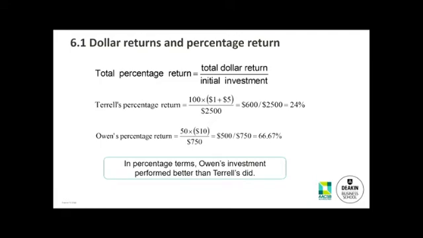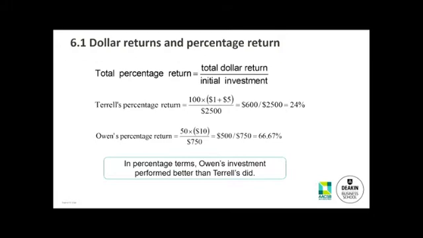If we calculate percentage return for the first investment, what happened? Quick. Your total dollar return is $600, right? Your initial investment is $2,500, am I right? Your percentage return is only 25% or 24%.